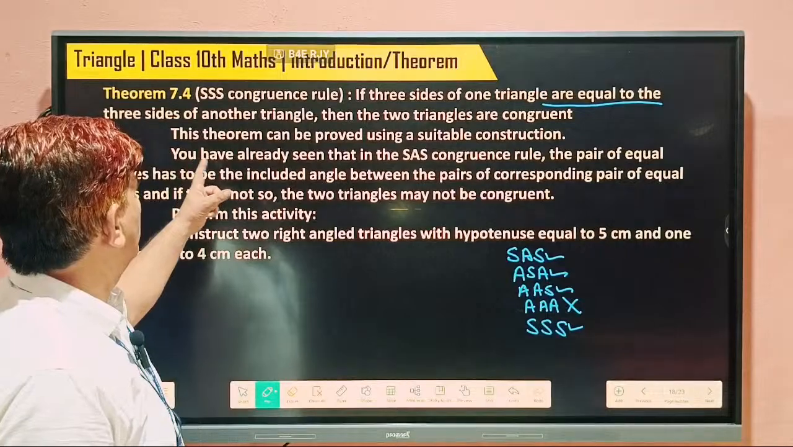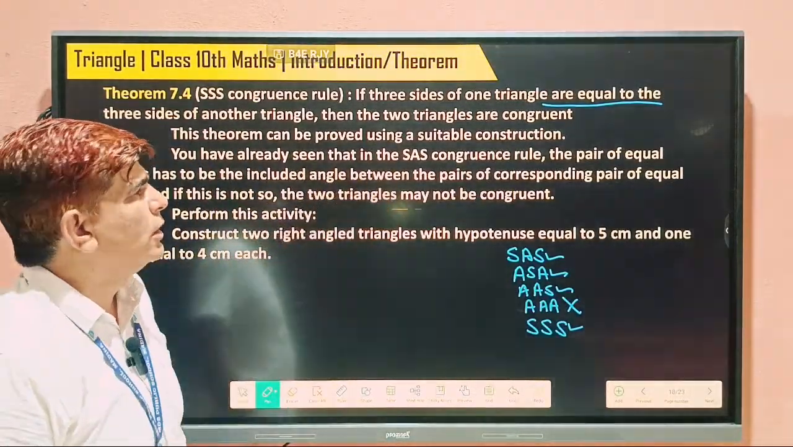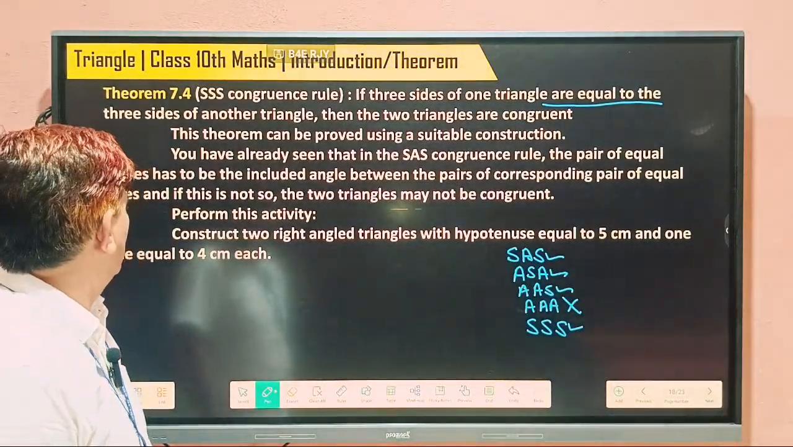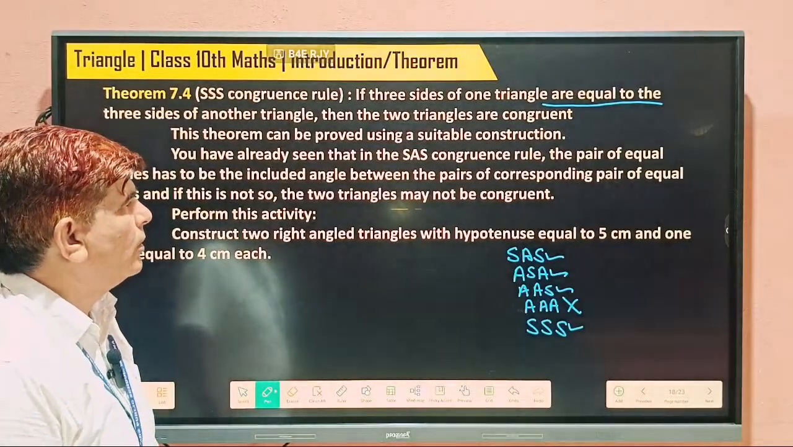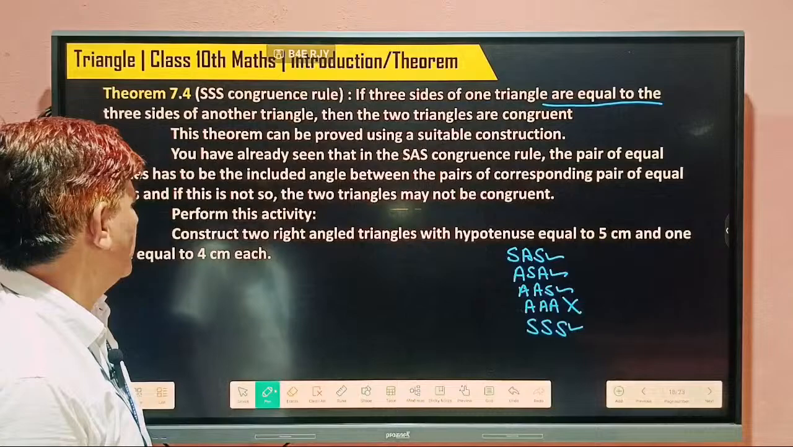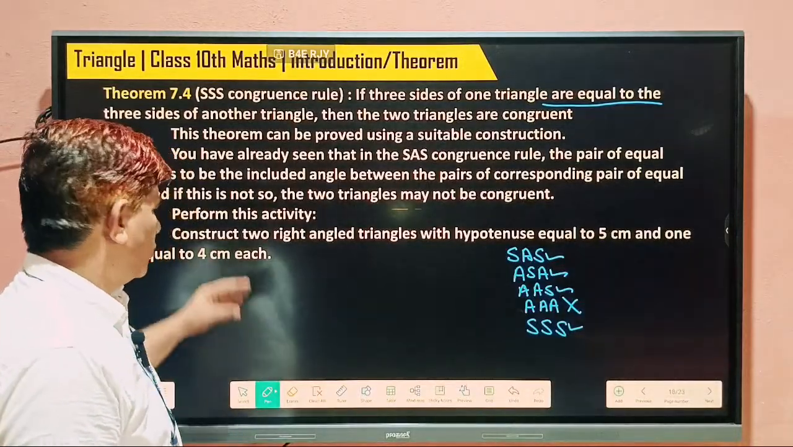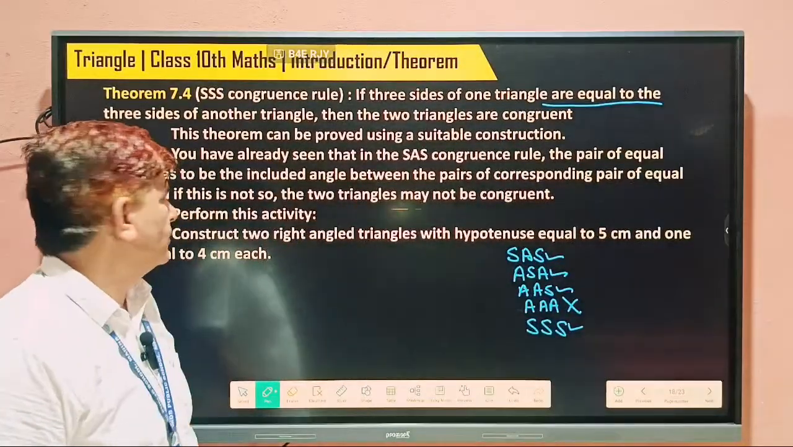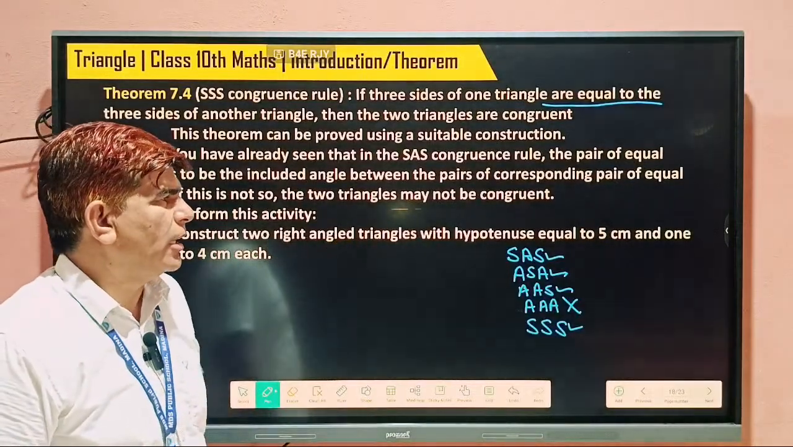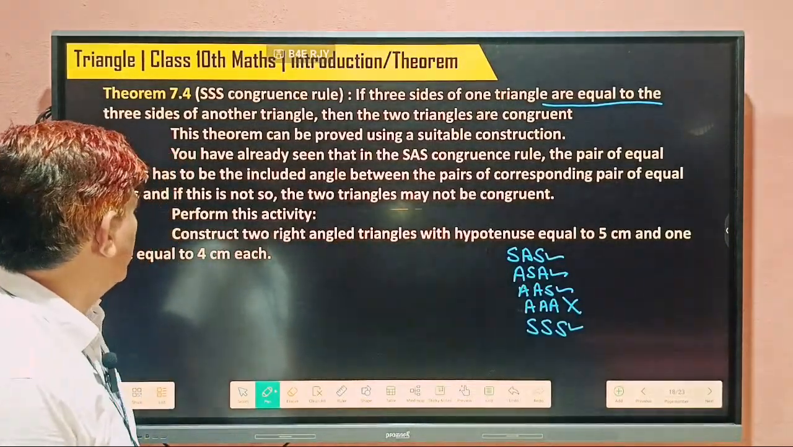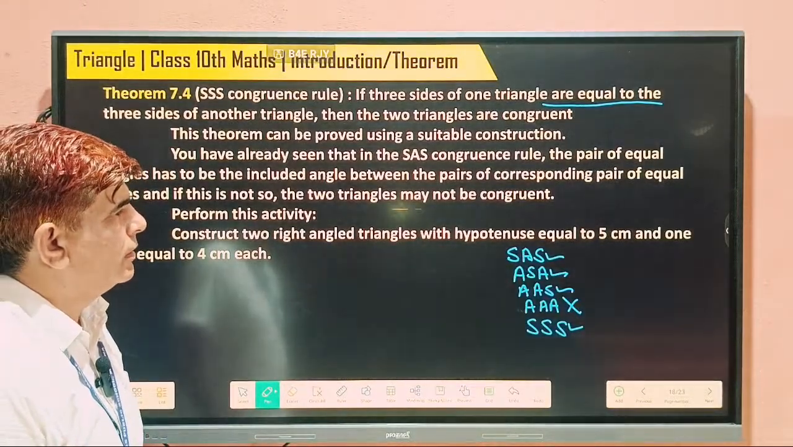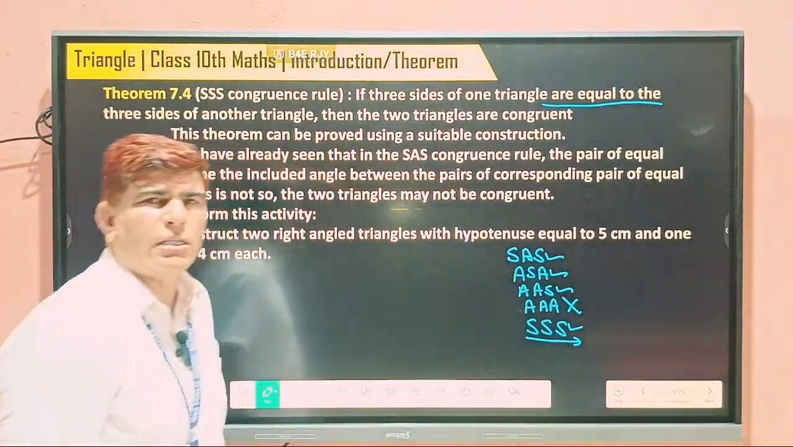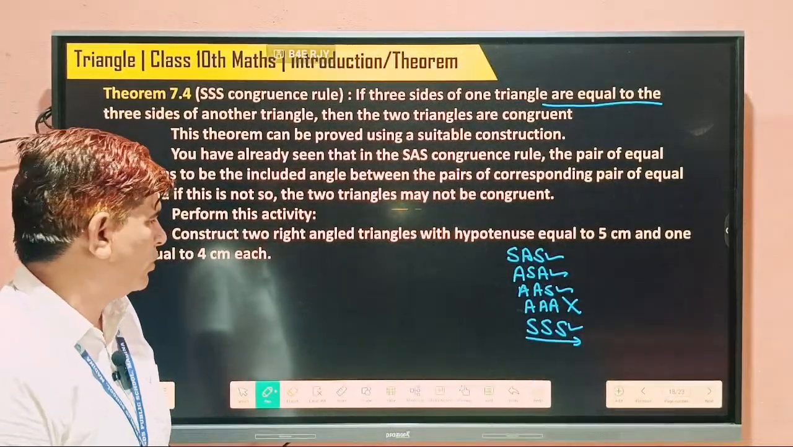You have already seen the SAS congruence rule. The pair of equal angles has to be included between the corresponding pair of sides, and if this is not so, the two triangles may not be congruent. Perform this activity. Which activity? The proof of this theorem is told with the help of an activity: construct two right angle triangles with hypotenuse equal to 5 centimeters and one side equal to 4 centimeters. Its proof you do not need in 10th class. When we show this chapter in 9th class, we can give the proof of it.